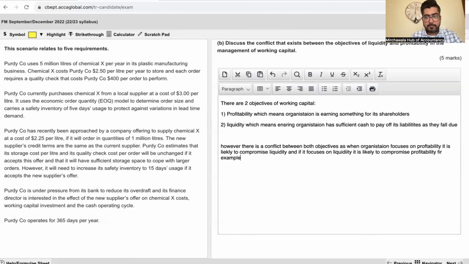For example, if we keep high inventory levels, profit will come by selling it. But this is likely to block our cash, hence damaging liquidity. Okay.